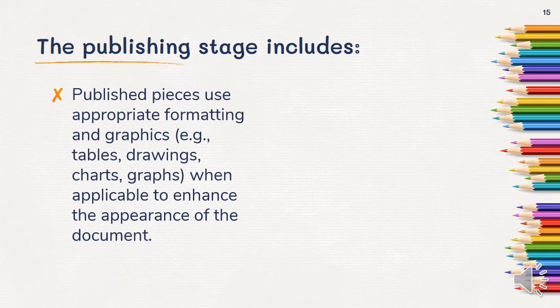Published pieces use appropriate formatting and graphics. Sometimes when I decide my draft is ready, I'm happy with my draft and I did the editing and the revision and it's okay, then I will choose to publish it. If I can, I should include tables that are related to the information I talked about, drawings, charts, or graphs, whatever is applicable to the topic I dealt with in my writing.